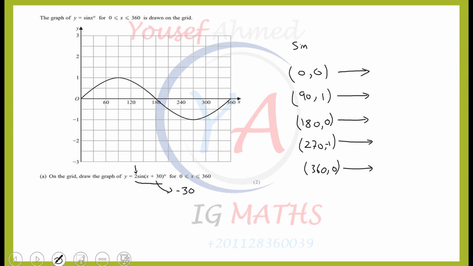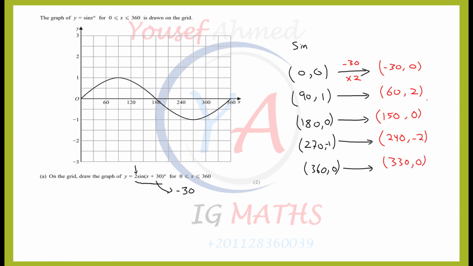For this one, you have 0, and you need to decrease 30 from x and multiply by 2 in the y. When you decrease 30 from 0, it will be -30, and when you multiply 0 by 2, it will be 0. For 90, 90 minus 30 is 60, and double the y, it will be 2. Here, 180 decrease 30 is 150, double the 0 is 0. Then 270 decrease 30 is 240, double this, it will be -2. Here, 360 decrease 30 is 330, double the 0 is 0. So now these are the new points that we're going to draw.